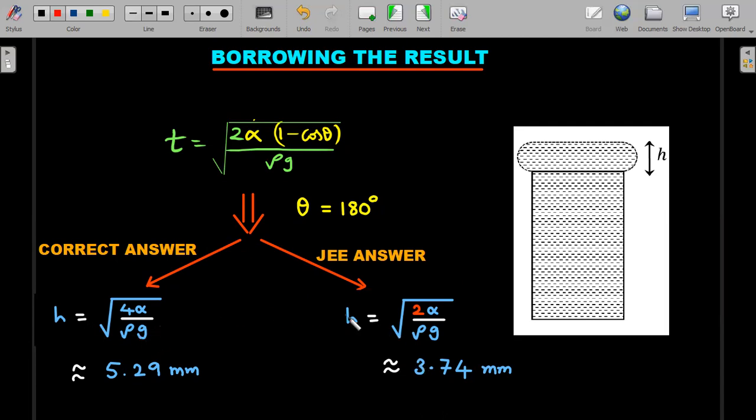So let's try to see why the JEE answer is wrong. First of all, let's try to understand how JEE or the other institutes who gave this as the key arrived at this answer, and we'll try to find flaws in that argument by multiple ways.